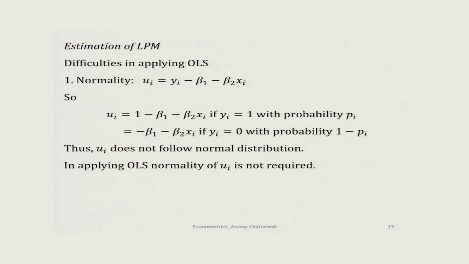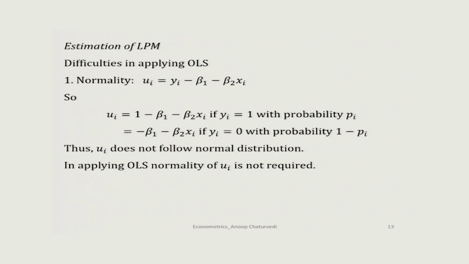Now, we consider the estimation of the linear probability model. If you want to apply the OLS, the ordinary least squares estimator, for estimating beta 1 and beta 2, then you face some difficulties. The first one is normality. ui is equal to yi minus beta 1 minus beta 2 xi. So, if yi is equal to 1, then ui is equal to 1 minus beta 1 minus beta 2 xi, and ui takes this value with probability pi, because pi is the probability with which yi takes value 1.